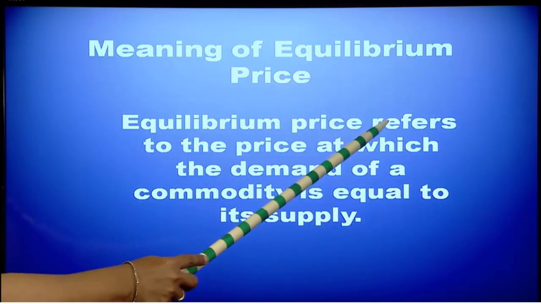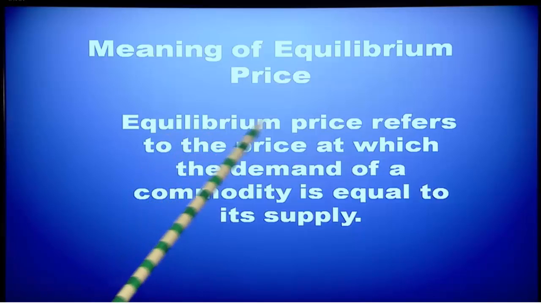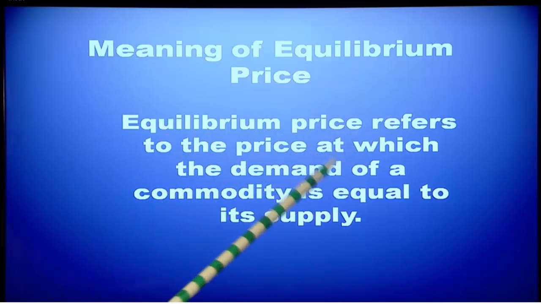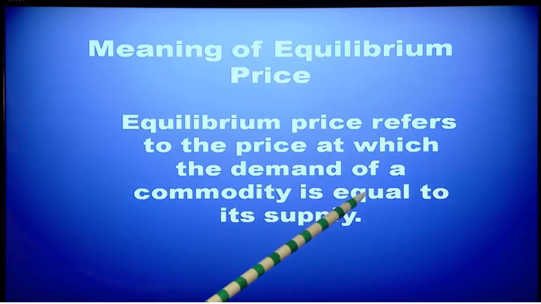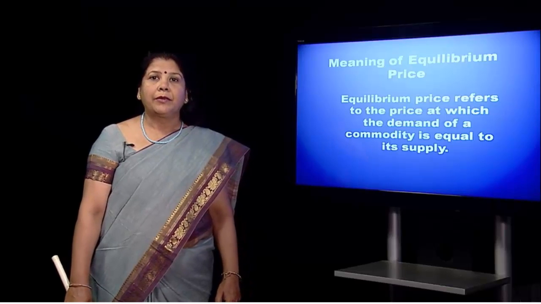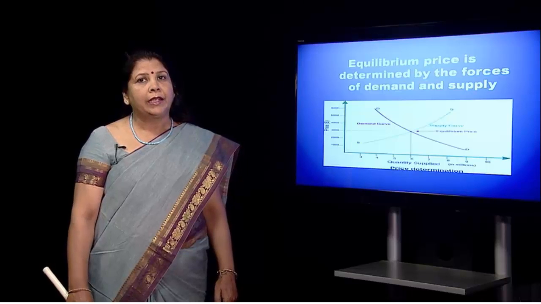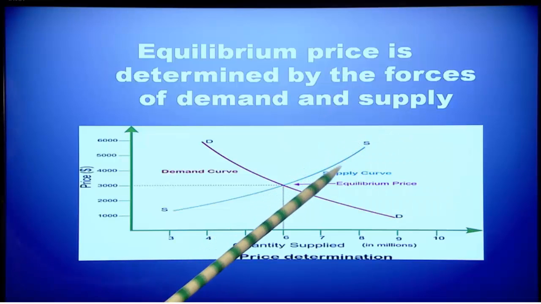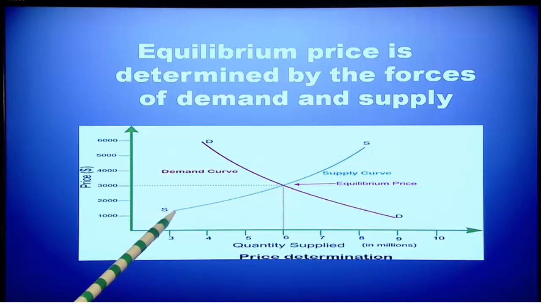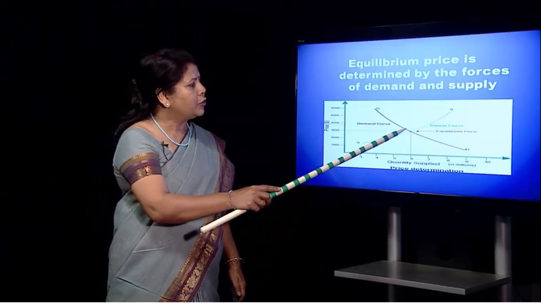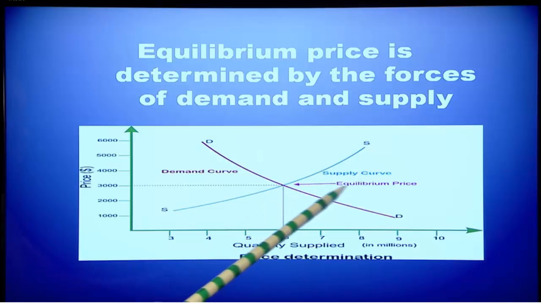Equilibrium price refers to the price at which the demand of a commodity is equal to its supply. That means whatever the consumers demand is being sold by the suppliers. You can see the supply curve which is upward sloping and the demand curve which is downward sloping. Where the two meet is what is known as the equilibrium price.